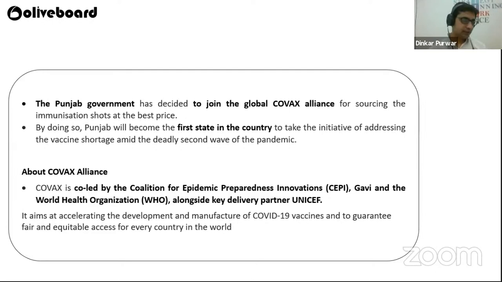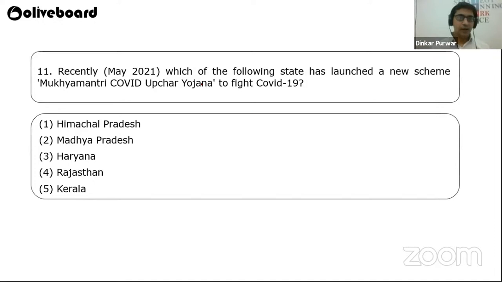Now, question number 11. Recently, in May 2021, which of the following states has launched a new scheme, Mukhya Mantri COVID Upchar Yojana, to fight COVID-19? Himachal Pradesh, Madhya Pradesh, Haryana, Rajasthan, or Kerala?